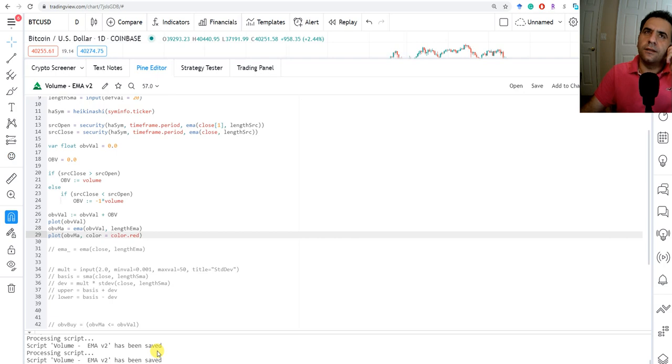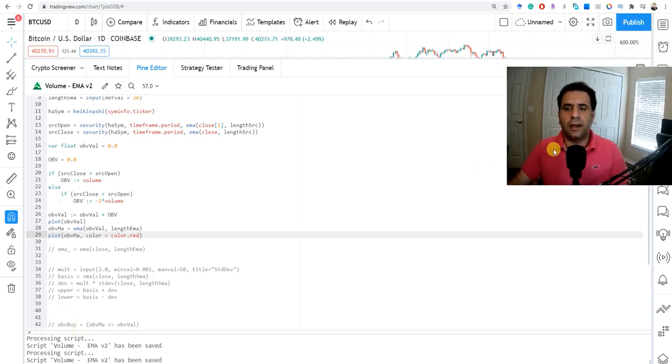So this is the volume based on the direction of the price. If it's increasing, the volume is positive. If it's decreasing, the volume is negative. Then we applied a moving average filter, an exponential moving average filter. And what we have here is called OBVMA.